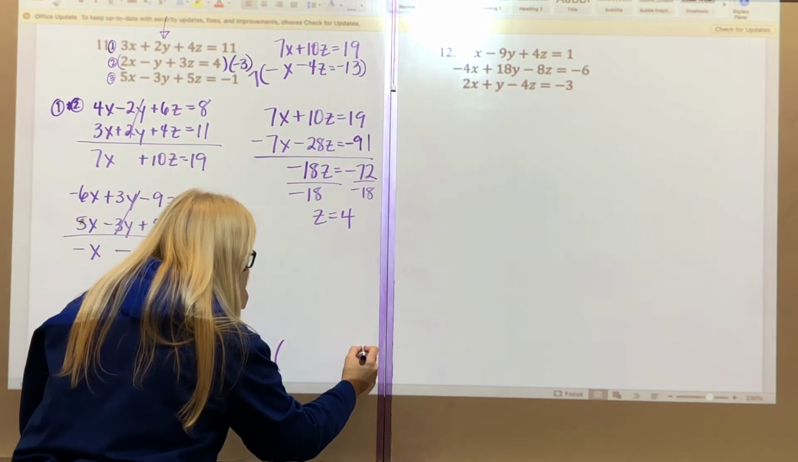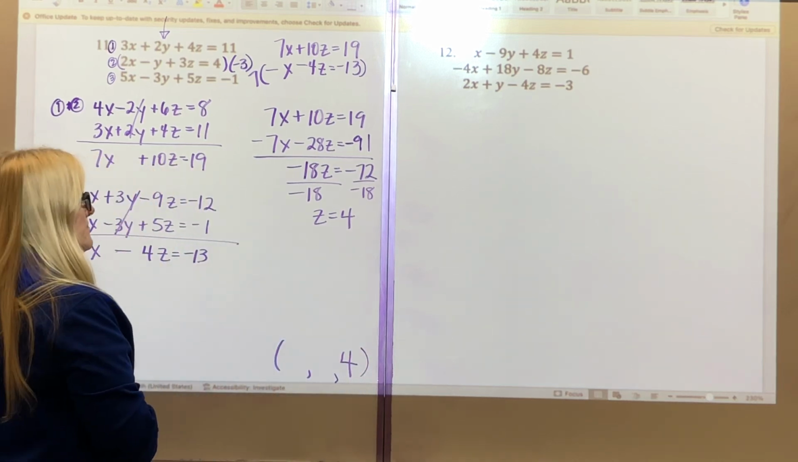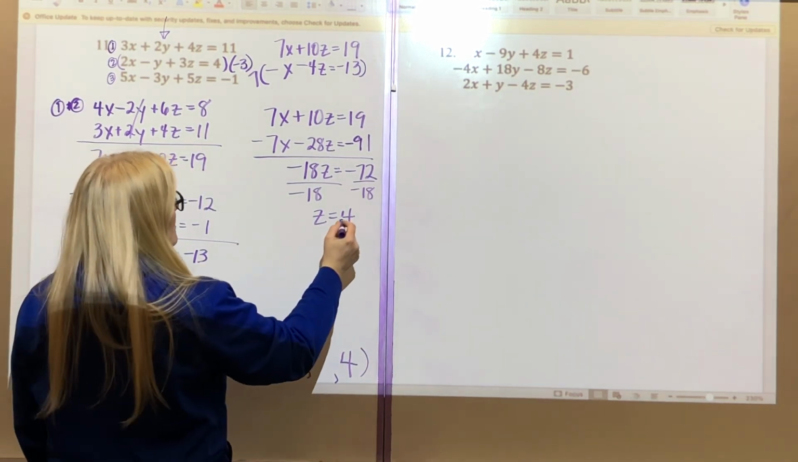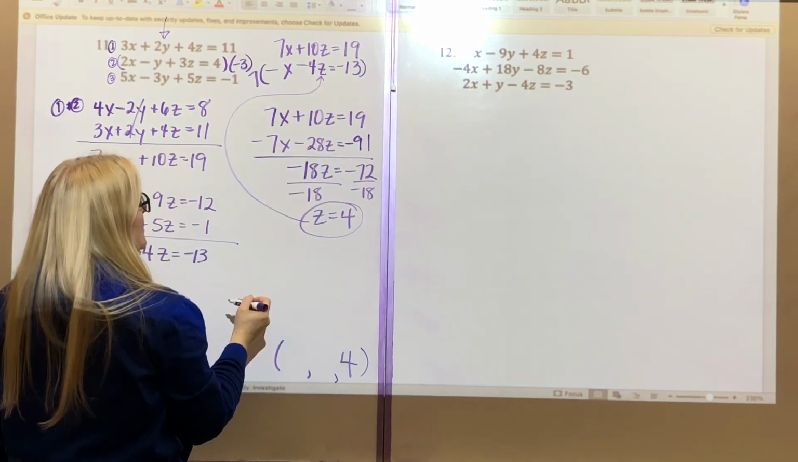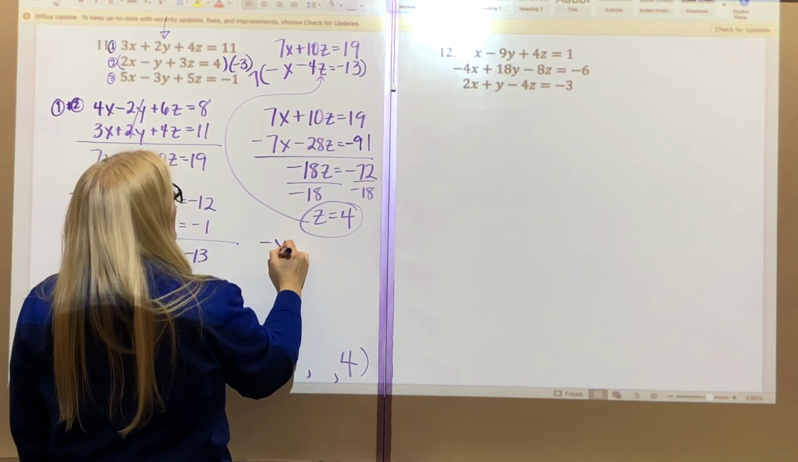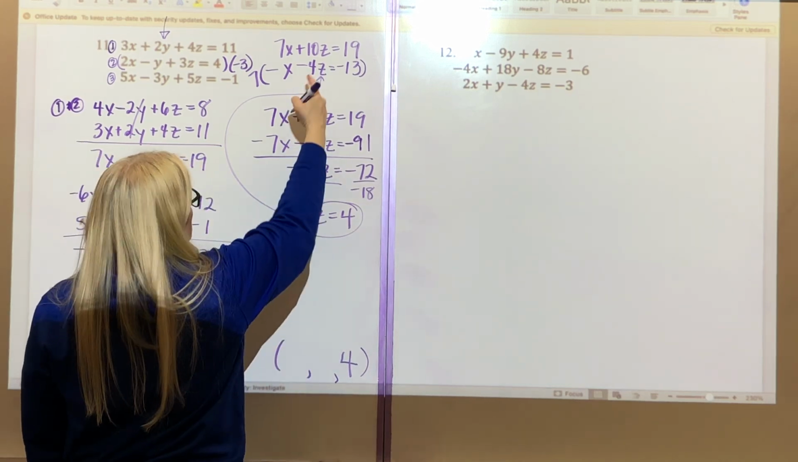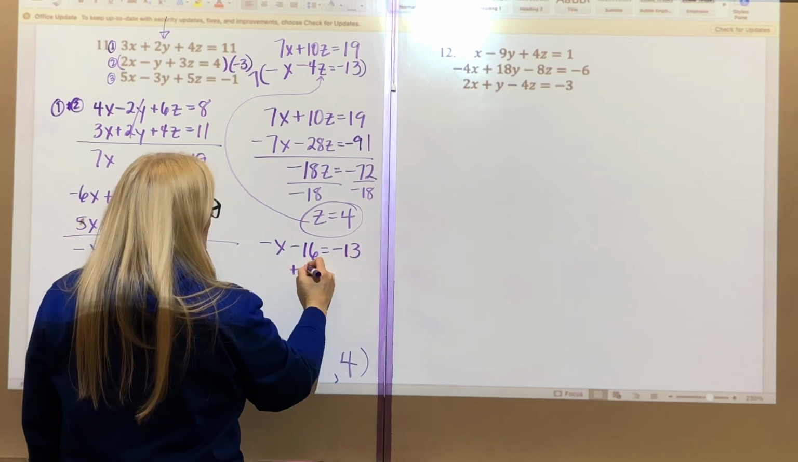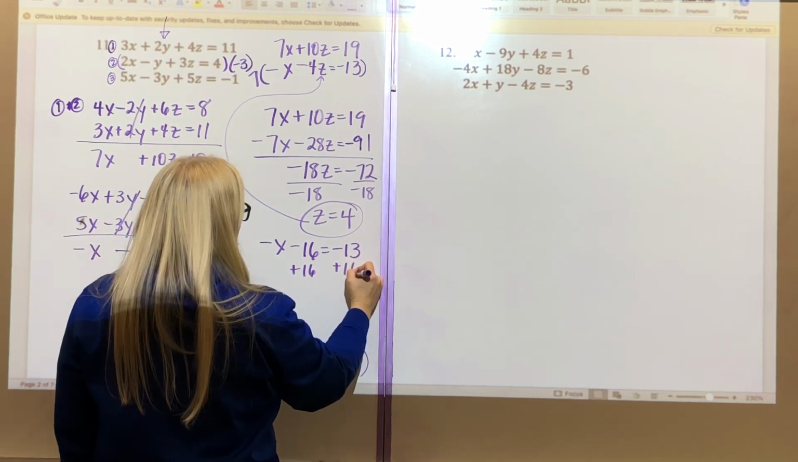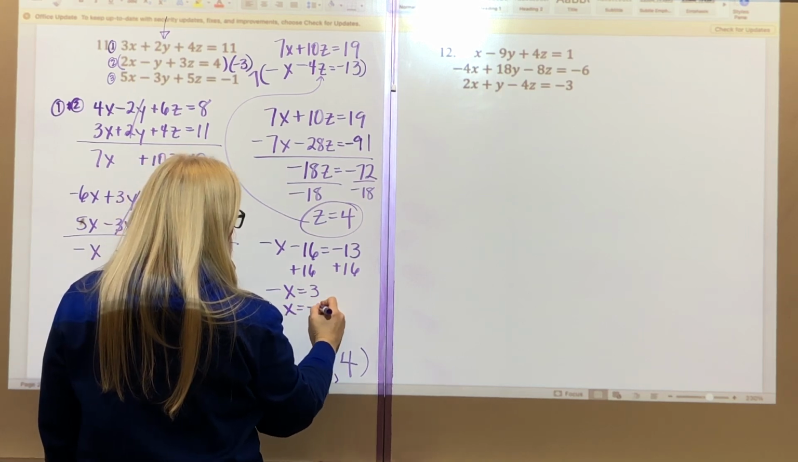So let's put that in our little answer box here. Okay, let's take z and plug it in. I'm going to plug it into this one, looks a little easier. Negative x minus 4 times 4 is 16 equals negative 13. So I have negative x equals 3, so x equals negative 3.